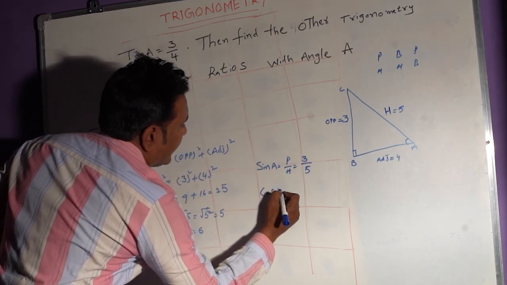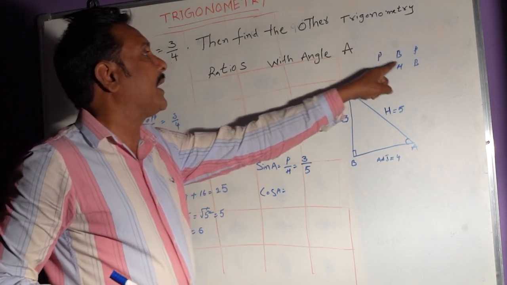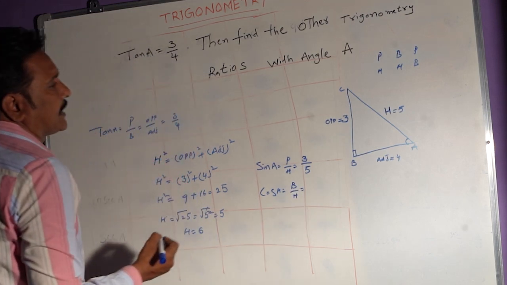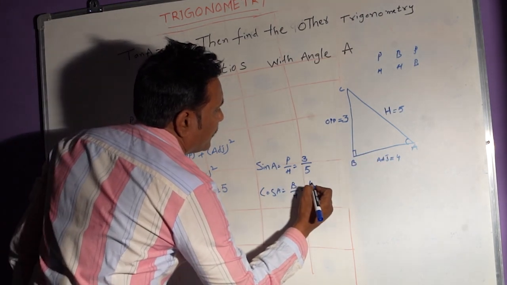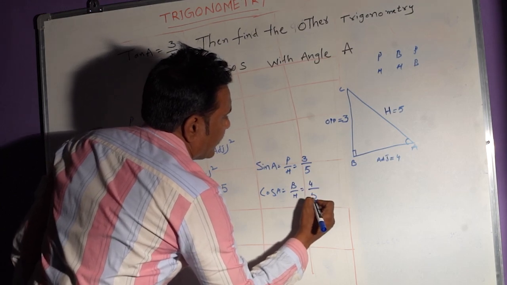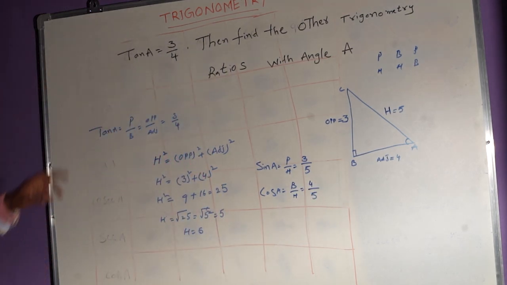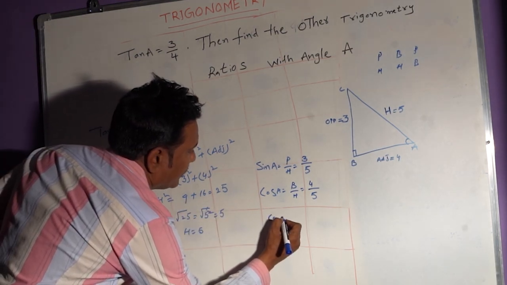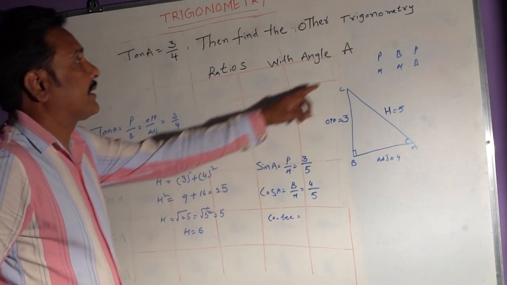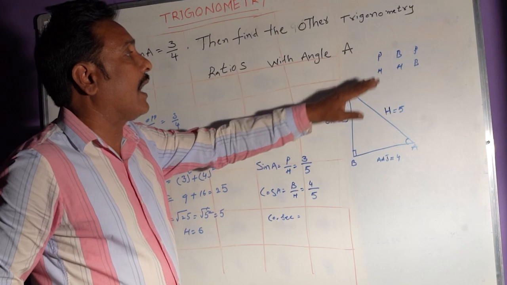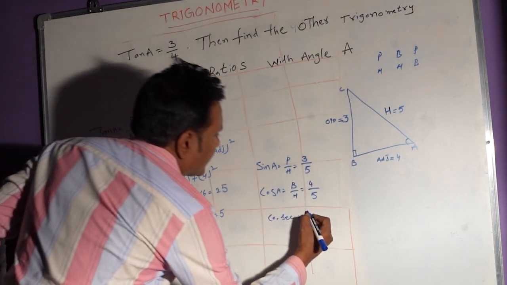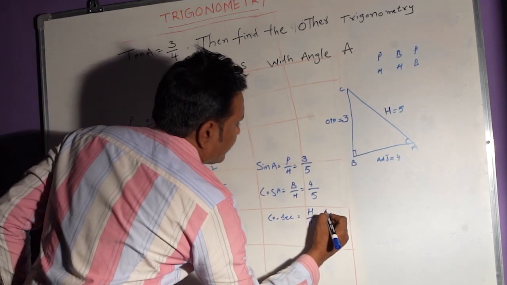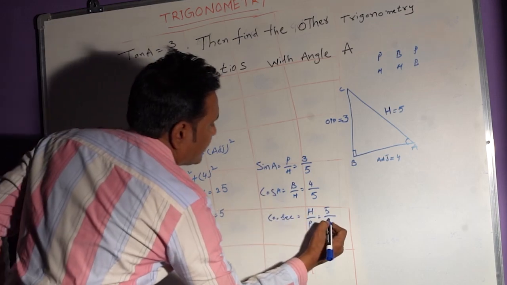Then cos A is equal to, cos A means B by H. Then adjacent is the B, 4 by H means 5. B by H, adjacent is the base. Next tan value is there. Next cosec value. Sine is P by H, so cosec is the opposite, H by P. Then H is hypotenuse 5. Then P is opposite 3.